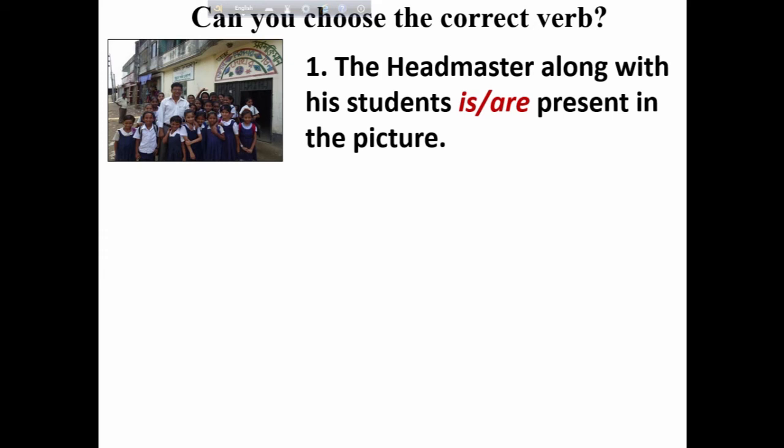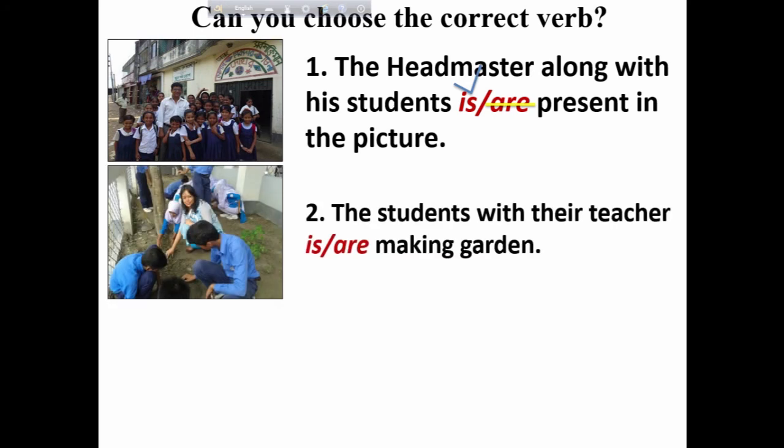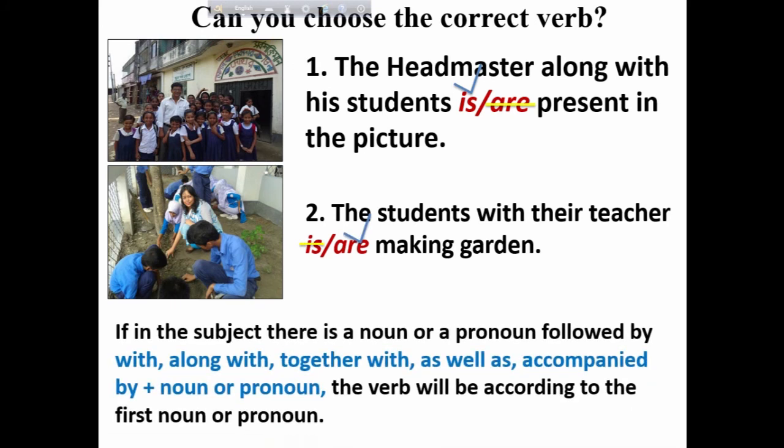The headmaster along with his students. Before along with we have found the headmaster, so it will be is. The students with their teacher. So it will be are. If in the subject there is a noun or a pronoun followed by with, along with, together with, as well as, accompanied by plus noun or pronoun, the verb will be according to the first noun or pronoun.